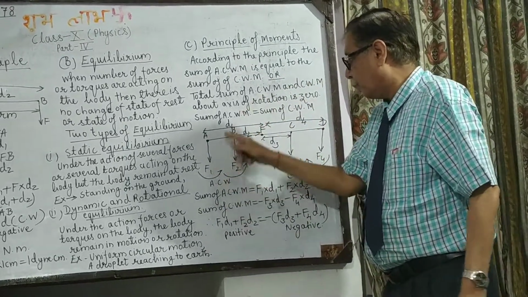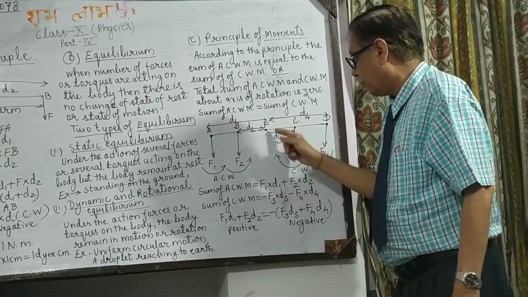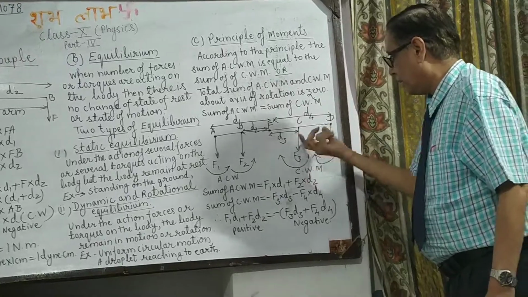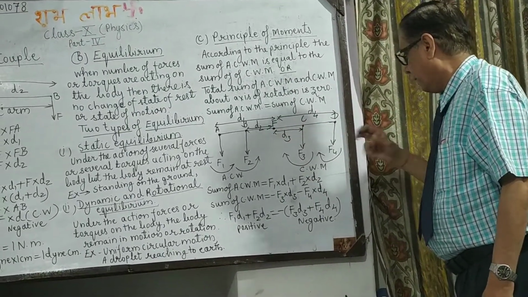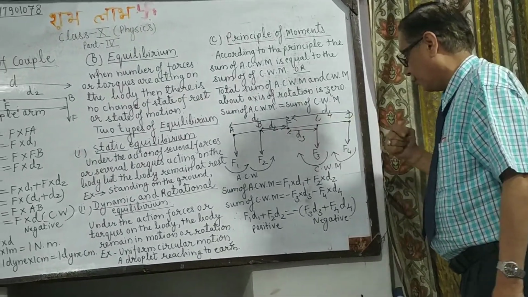For F1, the moment arm is FA, which is D1. For F2, the moment arm is FB, which is D2. For F3, the moment arm is FC, which is represented by D3. For F4, the moment arm is FD, which is represented by D4.